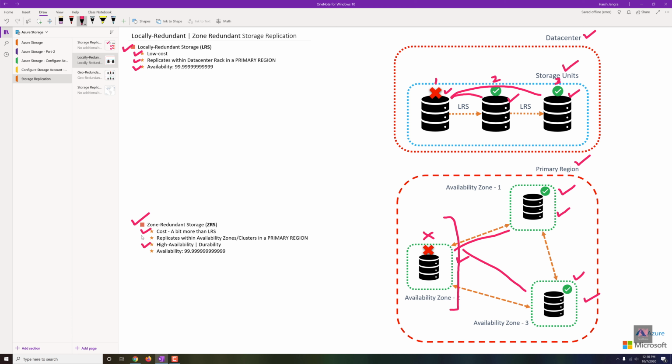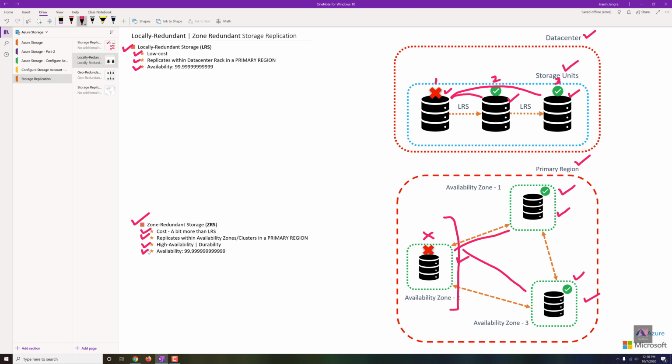And just like I mentioned in the third point, it replicates within availability zones or clusters. We call them storage unit clusters, but in the same primary region, which is absolutely fine with us. Another advantage of using zone redundant storage is that it is available up to 99.999, 12 nines. LRS is for 11 nines and ZRS is for 12 nines.